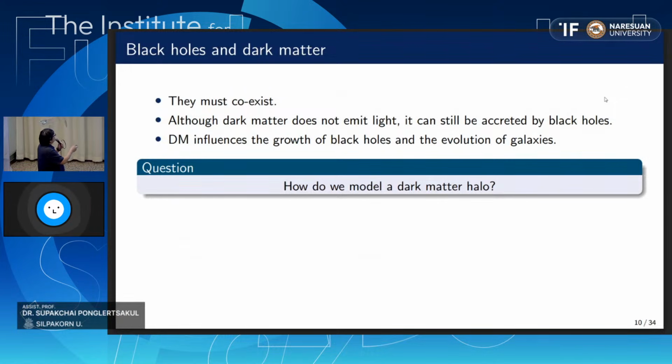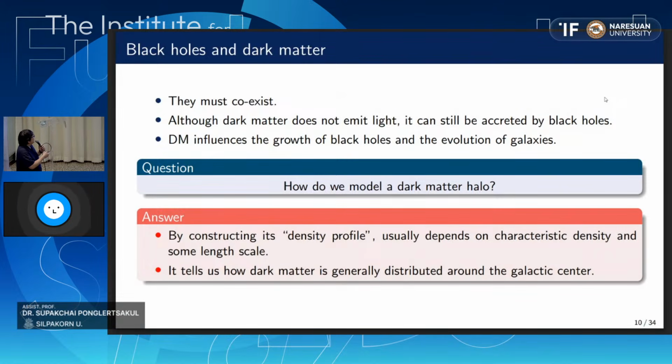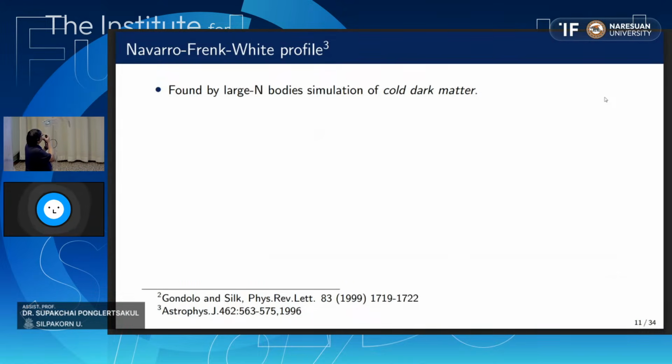So the first question that we could ask is, how do we model the dark matter without knowing the particle physics properties of the dark matter? Basically, we model it by using something called the density profile. This is just a mathematical function that describes how mass is distributed in the galaxies. Probably the most well-known one is the Navarro-Frenk-White profile. We obtain this profile by doing large N-body simulations on the computer.